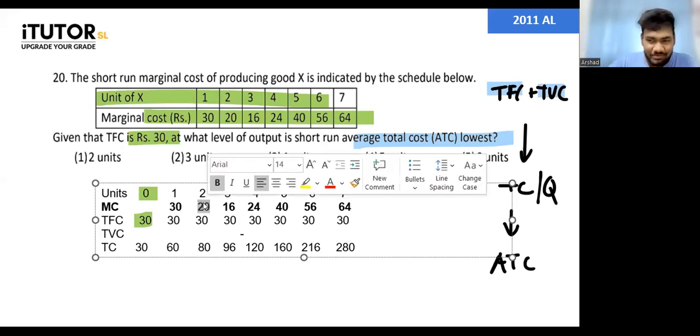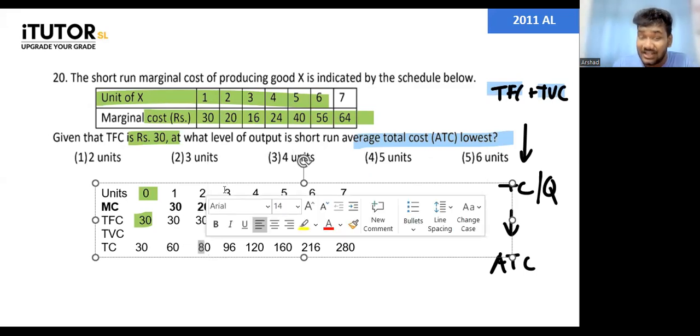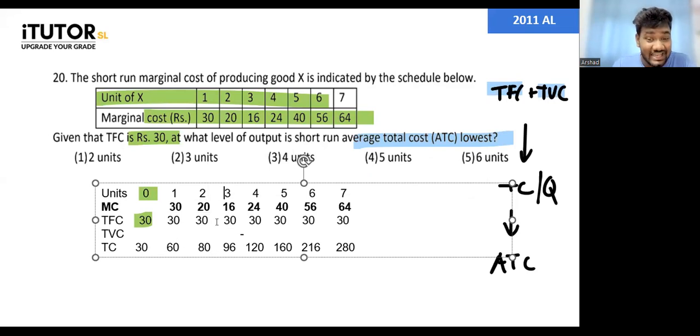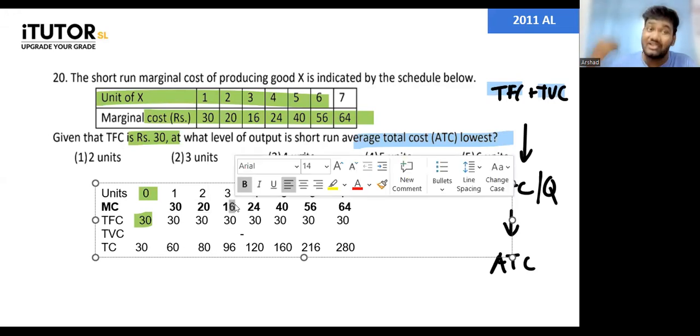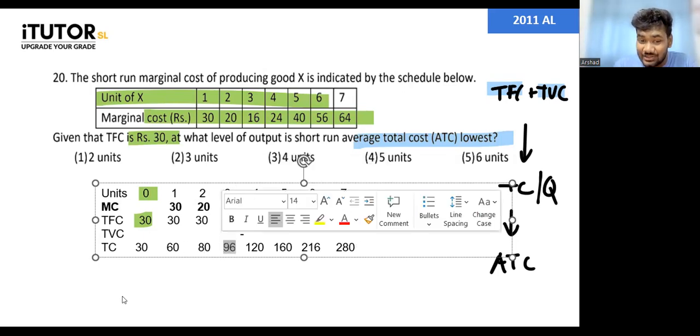So maybe to print the tutes for that student and all. So how much will my total cost be there? 60 plus that 20 for the second student. Now my total cost is 80. When the third student comes to class, the question is saying marginal cost is 16. The additional cost is 16. So 80 plus that 16, the total cost is 96. That is how I get this total cost.